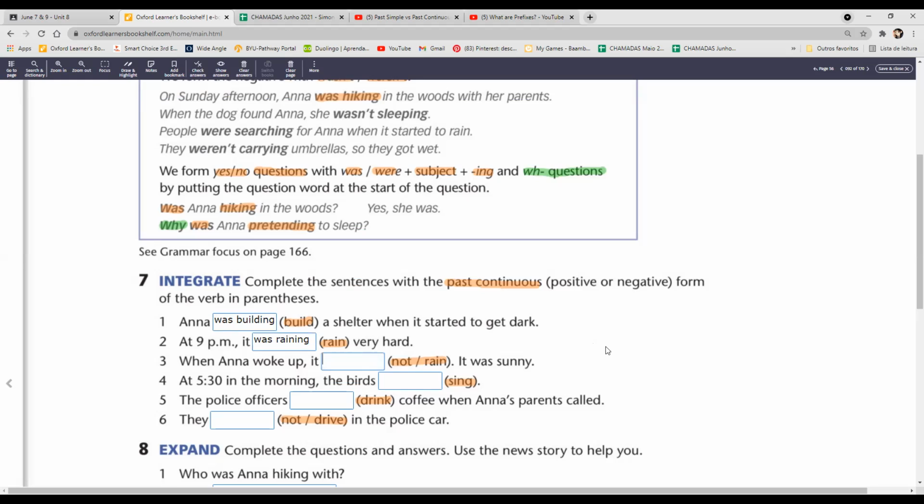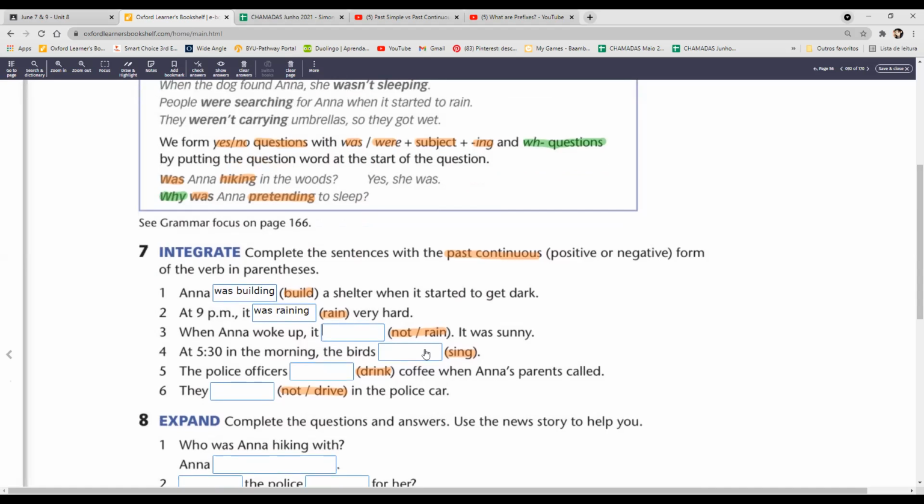Okay, number three, guys. When Anna woke up, it was not raining. Yes, I can say "was not," but I can also put that together and say "wasn't." It wasn't raining. It was sunny. At 5:30 in the morning, the birds were singing.